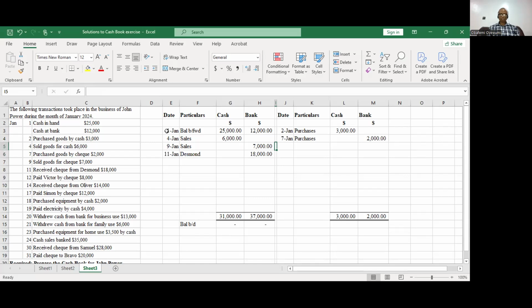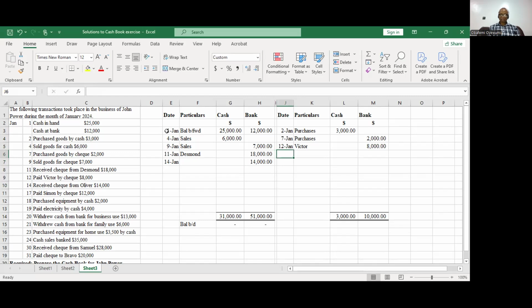Then the next, on the 12th of January, we paid Victor. So we're going to record Victor here, because you paid Victor by check of 8,000. So you have in the bank column 8,000 posted there. That's the end of that particular transaction. And so you move on again to the 14th. That was a check that John Power received. So on the 14th of January, we have check from Oliver, 14,000. So that's that transaction.